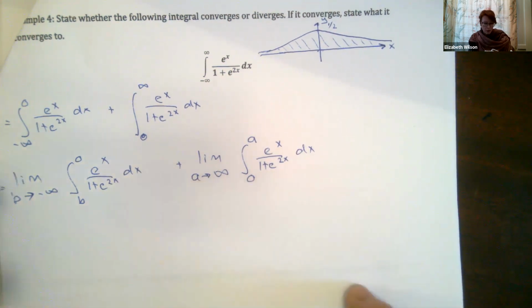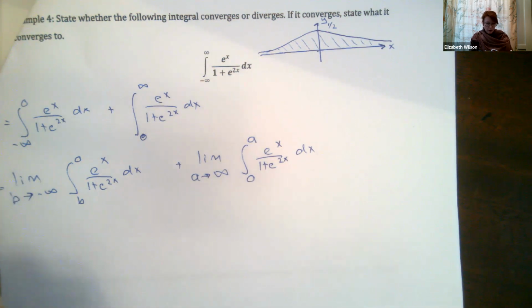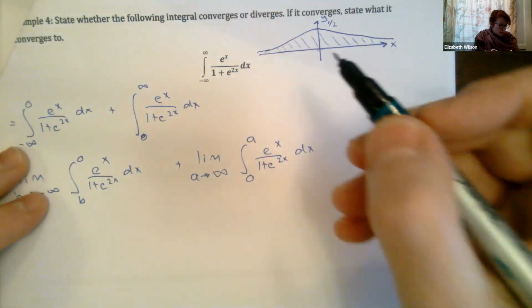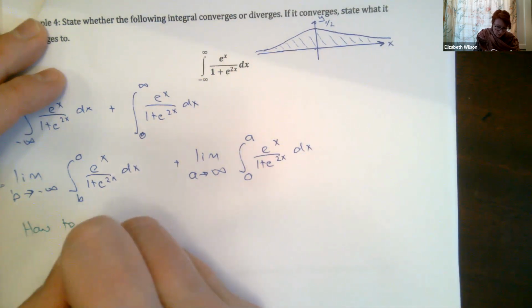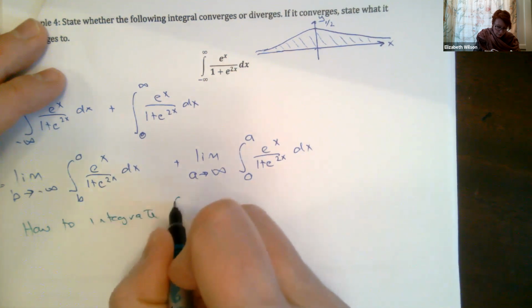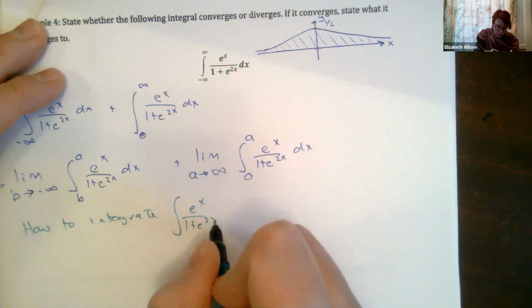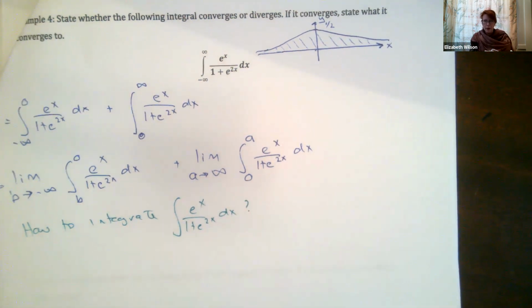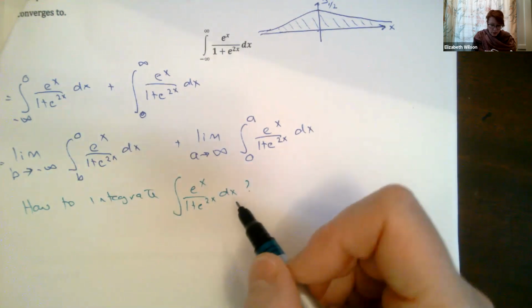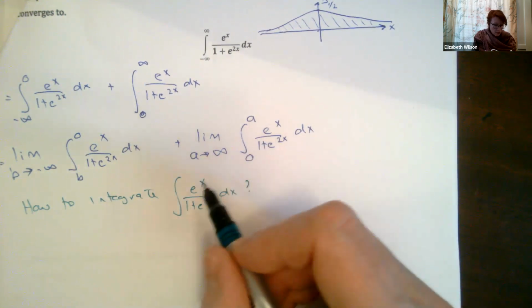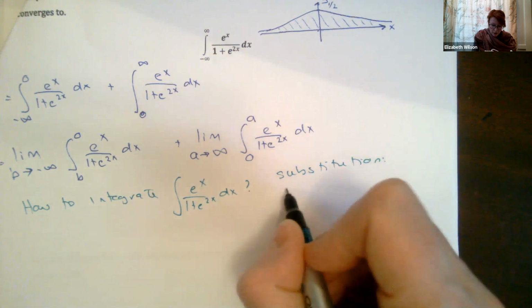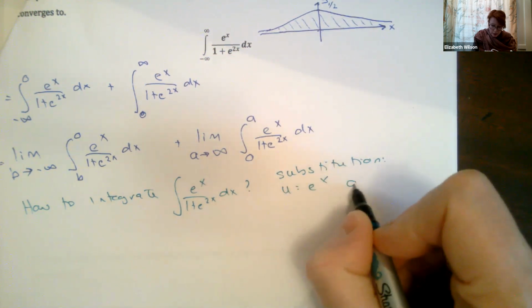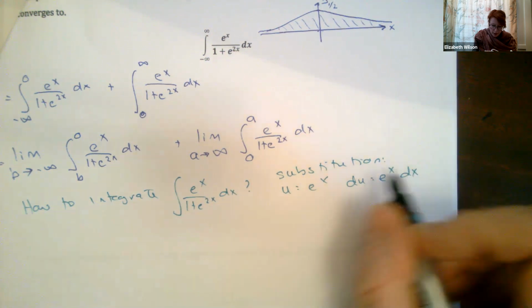So let's talk about how we're going to integrate this. Actually, I'll do it in green. How would I integrate just offline? How to integrate e to the x over 1 plus e to the 2x dx. So this is sort of like our scrap paper, how we're going to think about integrating that. It doesn't seem obvious, but one of the ways we can do this is substitution. If I say u equals e to the x, then du equals e to the x dx, which I have here.